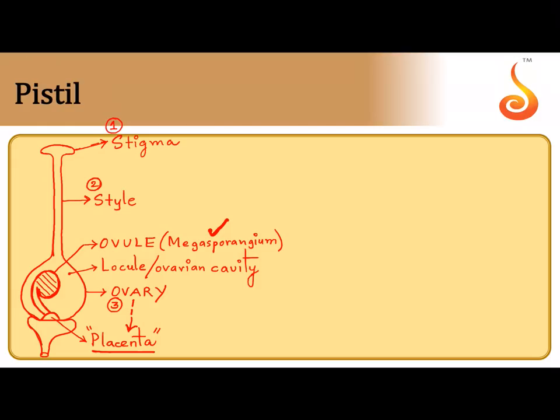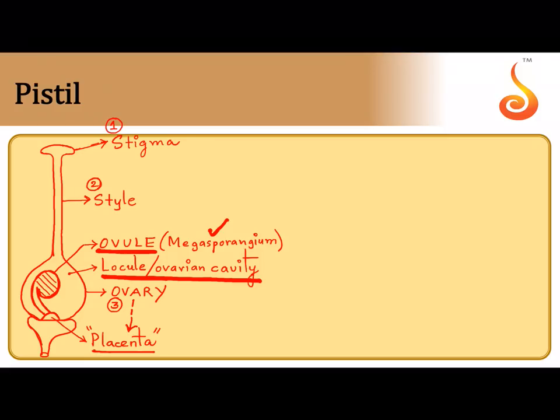So now we have discussed the structure, the unit of the gynoecium, and this unit of gynoecium that is made up of the stigma, the style, and the ovary is referred to as the pistil. I am repeating again for all of you. Inside the ovary there is a compartment, a chamber which is referred to as the locule or the ovarian cavity or the ovarian chamber, and inside that there is a structure which is called the ovule. The technical term for ovule is megasporangium.